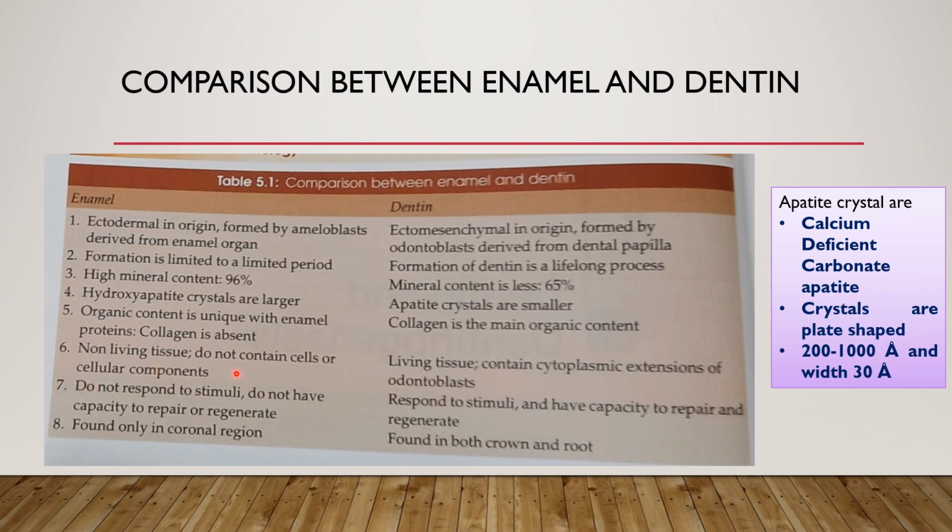Enamel is a non-living tissue and does not contain cells or cellular components, whereas dentine is a living tissue because of the presence of cytoplasmic extensions of odontoblasts, or dentinal tubules. Enamel does not respond to stimuli as it is a non-living tissue, whereas dentine responds to stimuli and has the capacity to repair and regenerate. The enamel is found only in the coronal region, whereas dentine is found both in crown and root.